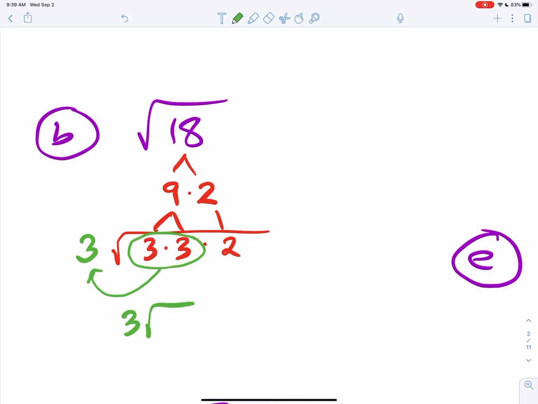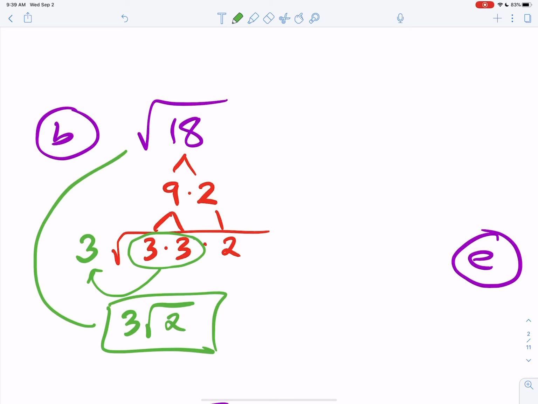What was not circled on the inside of the radical? Just the 2. So 3 radical 2 is the same thing. It's equal to the square root of 18. Hopefully you got that, okay?